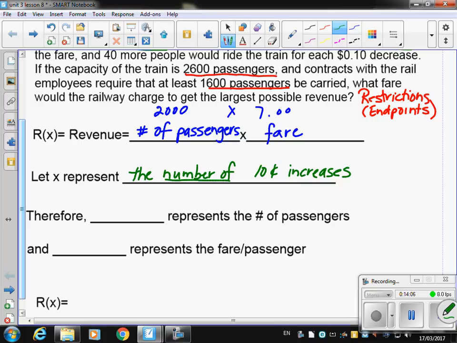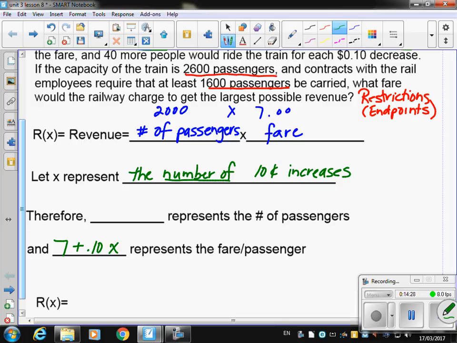All right. Therefore, I'm going to jump down to the fare. Therefore, the fare is $7 plus 10 cents times every increase that we decide on.